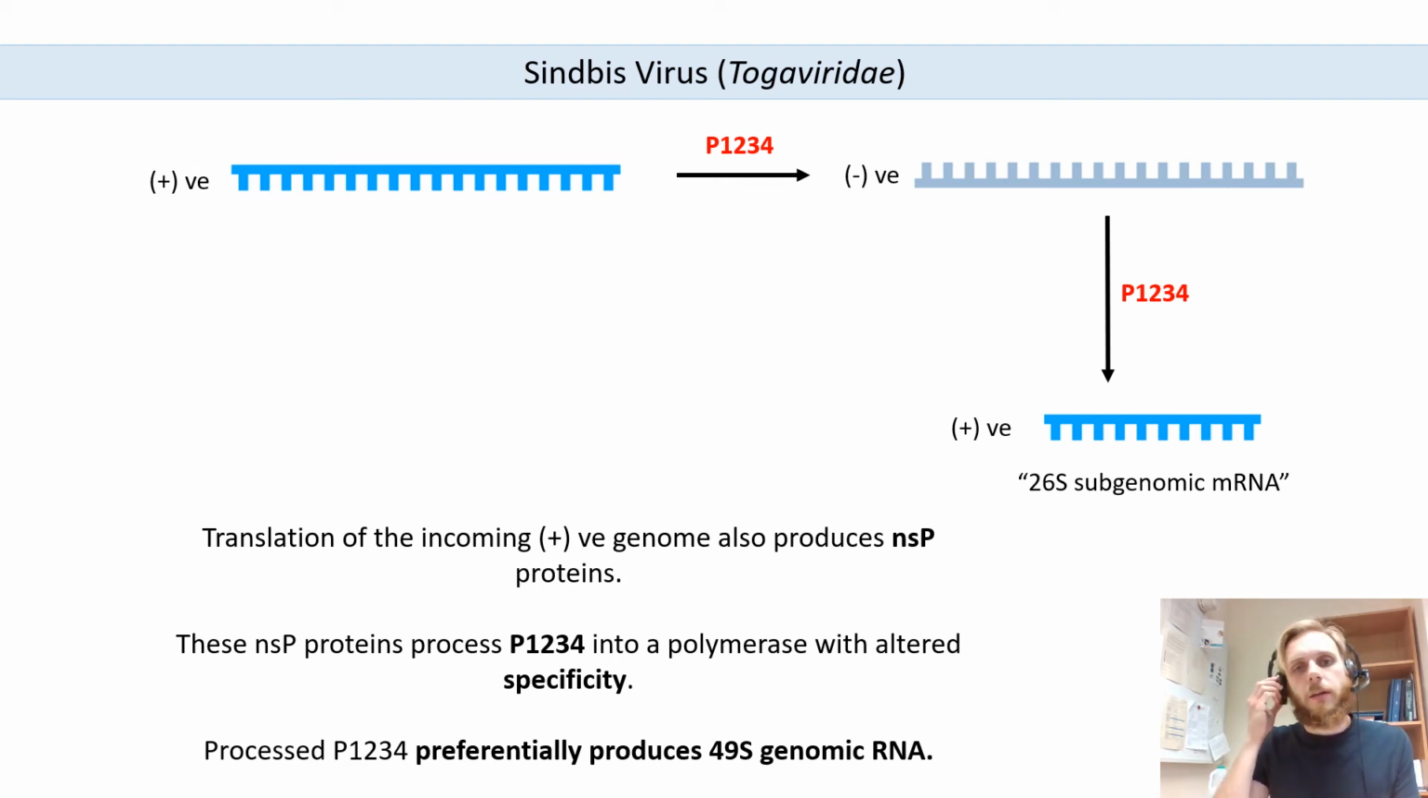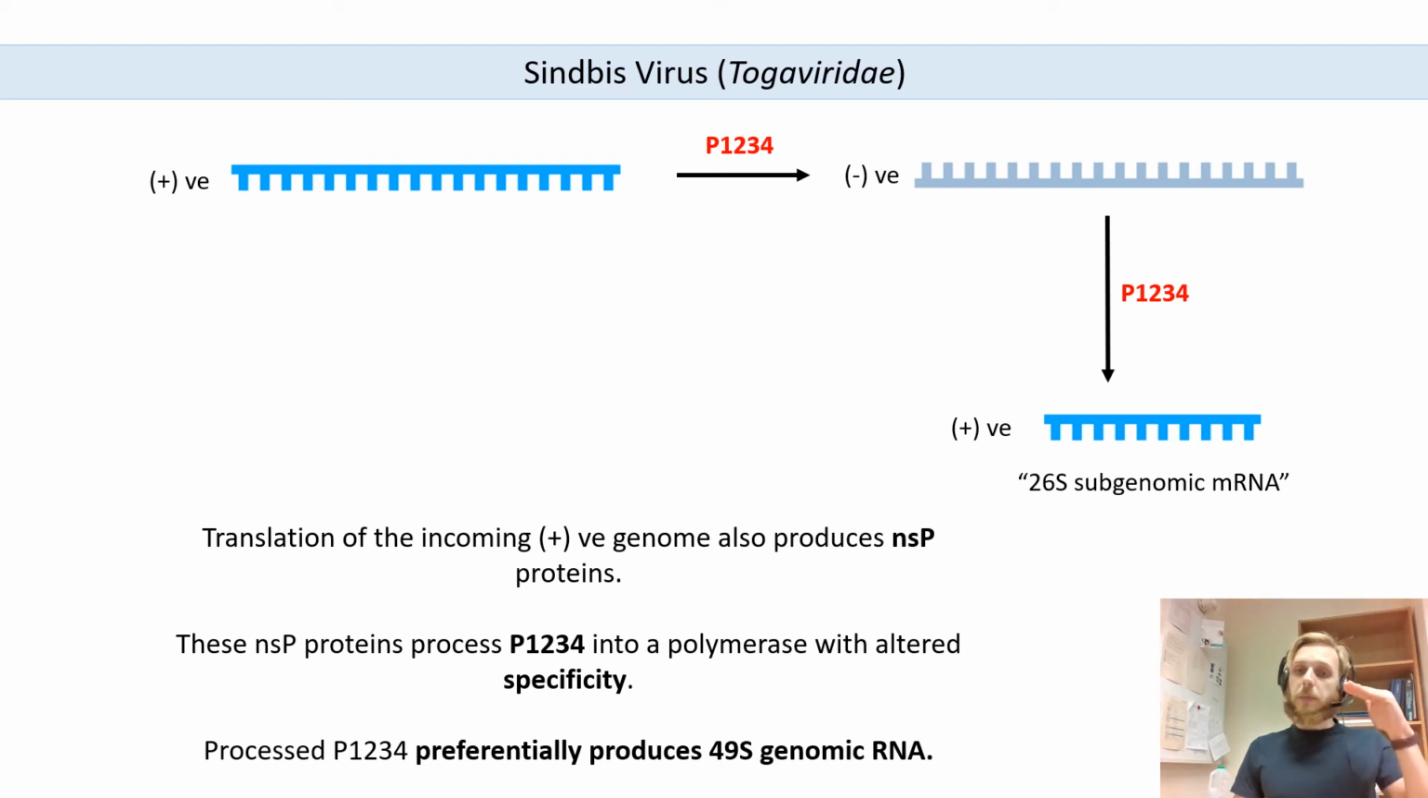Translation of the Sindbis virus genome as it comes into the cell also has another product, so it doesn't just result in the production of P1234, it also produces what we call NSP proteins. Now these NSP proteins, because they're being produced in this way, will build up over time. So you get this gradual increase of NSP proteins in the cell. It's reasonably slow because they're produced by translation of the original genome, not of these subgenomic mRNAs, but nonetheless what you see is a build-up of NSP proteins in the cell.